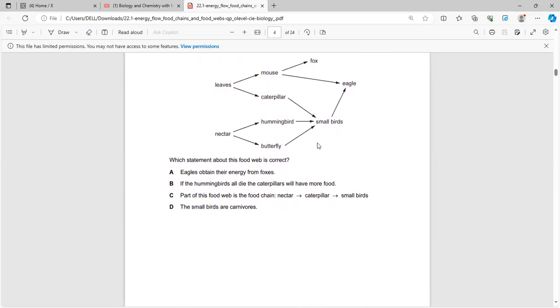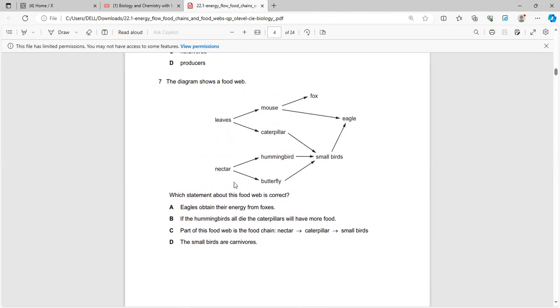Now we have to carefully look at this food web, and we have to show which statement about the food web is correct. The small birds are carnivores. Yes, this is correct because carnivores are those organisms which eat other organisms. They don't eat plants, which are herbivores. Hummingbird and butterfly are both organisms which feed on plants. So small birds are carnivores.